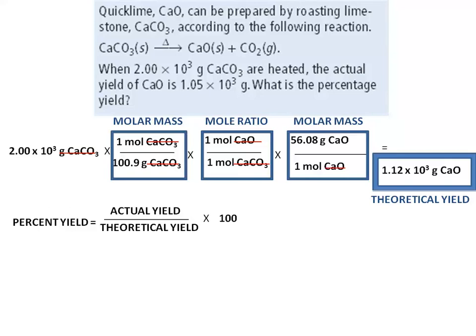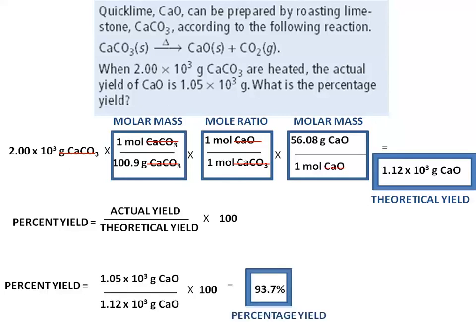So now we take the theoretical yield and we plug it into this equation. Actual yield is what the problem tells us. The theoretical yield is what we calculated. We multiply by 100 and we get the percentage yield of 93.7%. So those 3 are all the same type where you calculate percent yield.